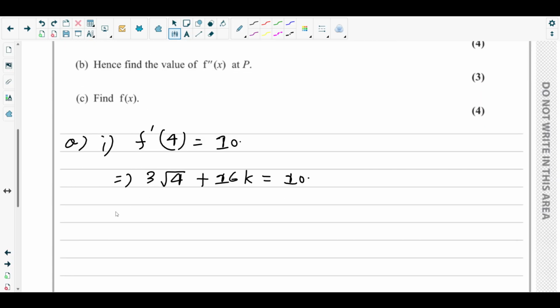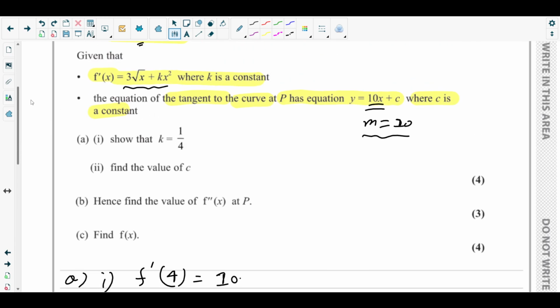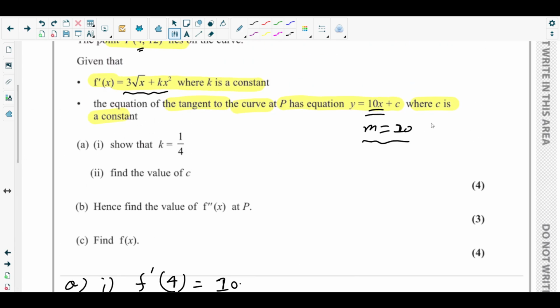We have just k as the unknown variable here. So 3 times 2 is 6. So 16k equals 10 minus 6, which gives you 4. And then k equals 4 over 16, which is 1 over 4. That's it. We got the value for k. And in part 2, we need to find out the value of c.